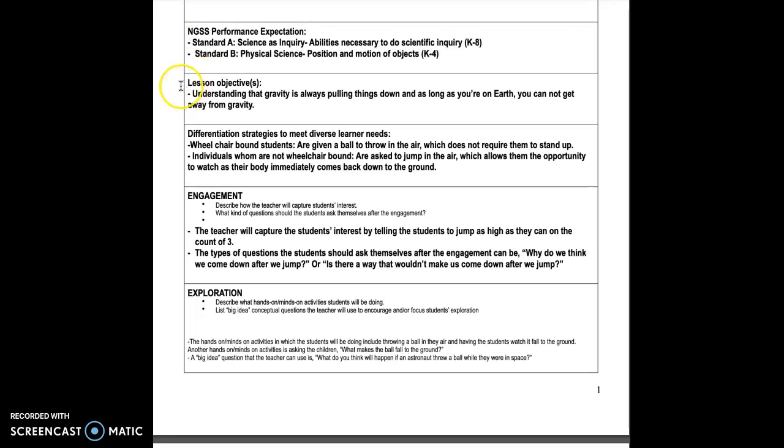The lesson objectives include that students are able to understand that gravity is always pulling things down, and as long as we are here on Earth, we cannot get away from gravity.